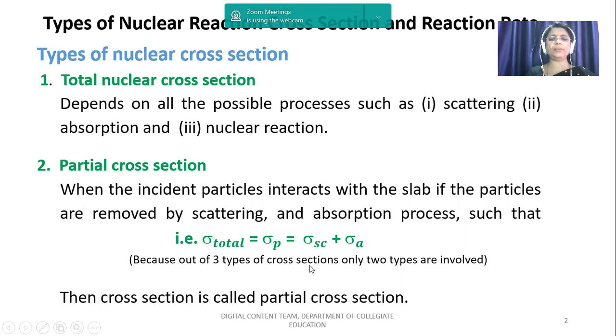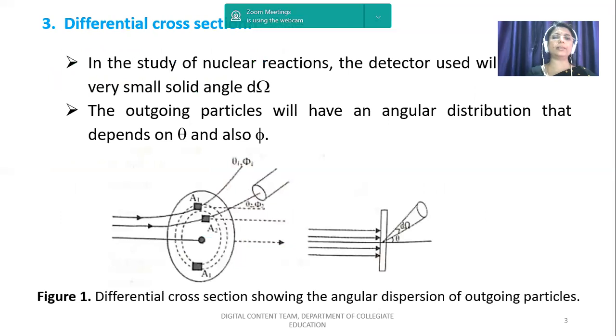Here the term partial exists because out of three possible processes or three possible types of cross sections, only two types are involved, which corresponds to scattering and absorption process. So this cross section is called partial cross section. With this, we will move to the third category, differential cross section.